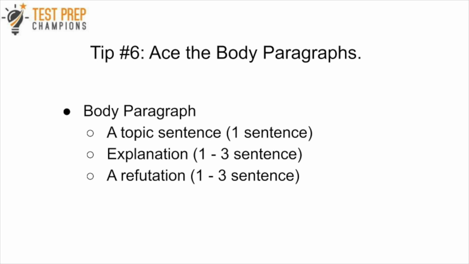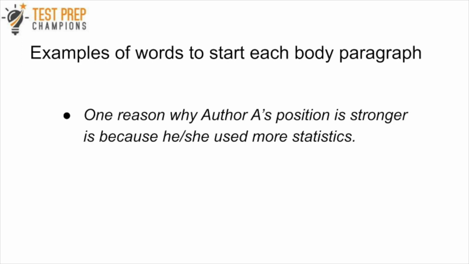So here's a formula that you can use for the body. You're going to start off with a topic sentence, and now this is a little bit different than the topic sentences in the introduction, but it's basically the same thing. Then you're going to spend 1 to 3 sentences doing an explanation of that topic sentence, and then you can also do a refutation in 1 to 3 sentences where you basically look at the weaker position, and you're going to say why it's not as good as the stronger one. All right, and so here's an example.